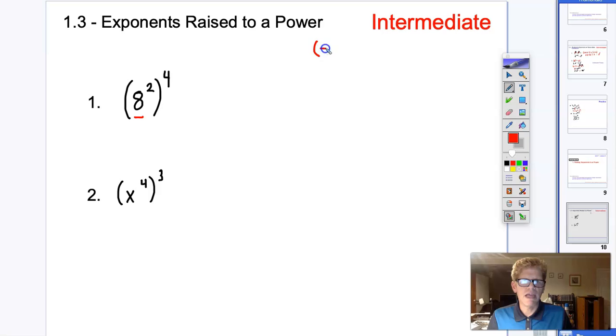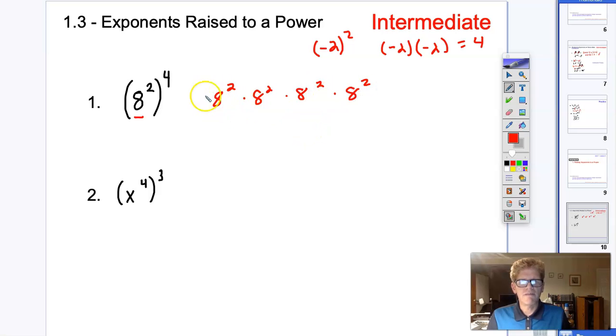An example was when we had negative 2, and we raised it to the second power, we had to multiply negative 2 times negative 2, and we got positive 4. In this case, what we're going to do is take 8 to the second, and multiply it by itself 4 times. 8 to the second times 8 to the second times 8 to the second.